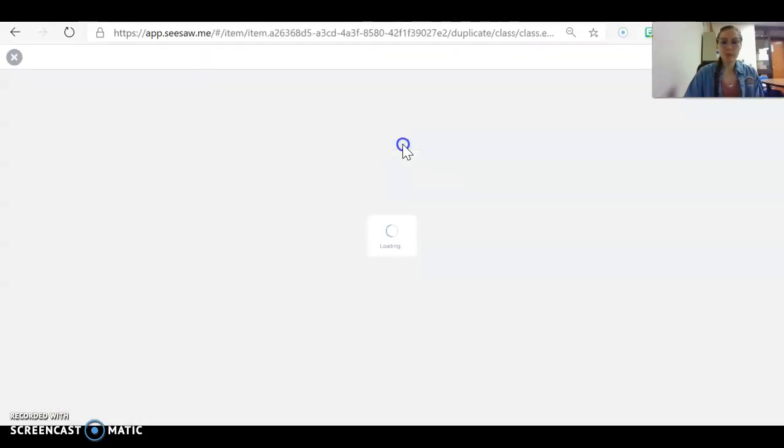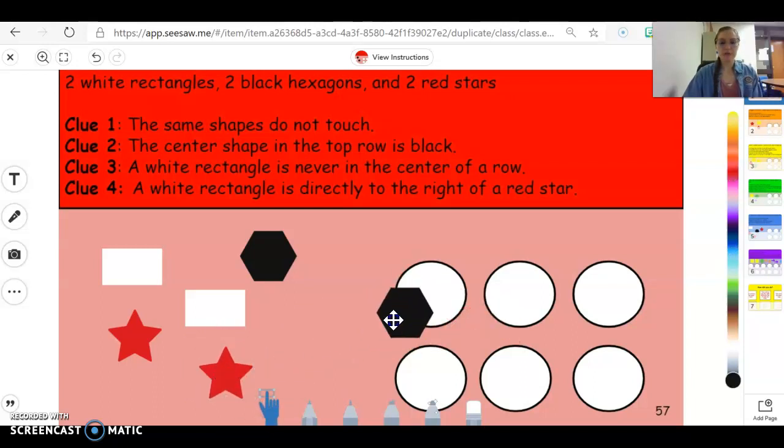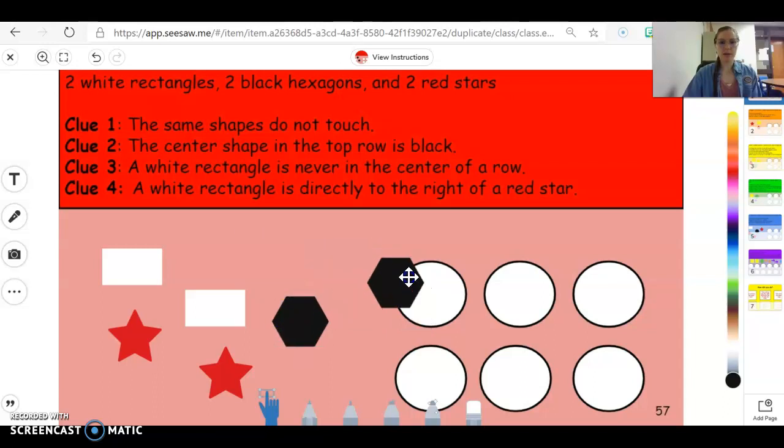So, when we go in, you'll see it looks very much the same as before, where you switch to grab and you start moving the objects around. So I'm just going to talk you through again what it means. So we have 2 white rectangles, 2 black hexagons, and 2 red stars.